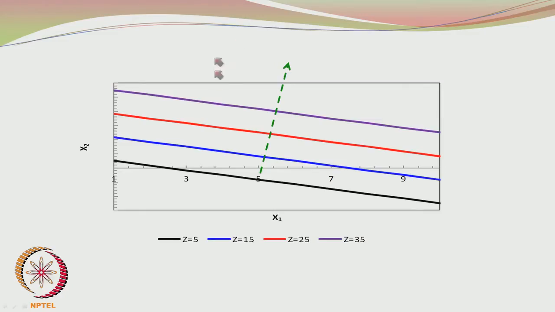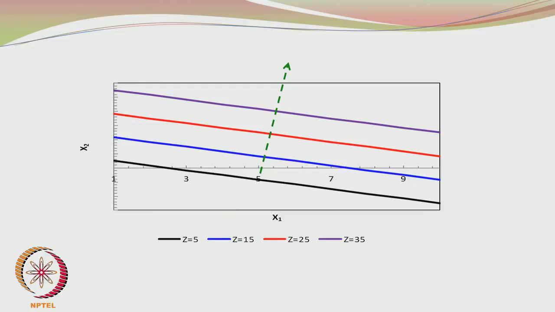So in that way, we are hopeful that we would eventually reach the optimum condition as early as possible. So how to identify the direction of steepest ascent in maximization of the objective function problems? We want to look at the direction of steepest descent in the minimization of objective function problems.